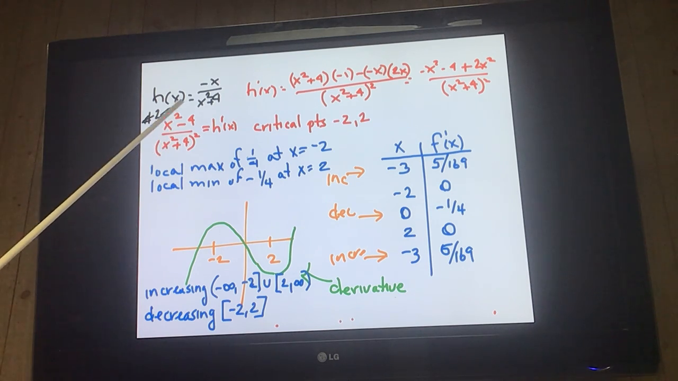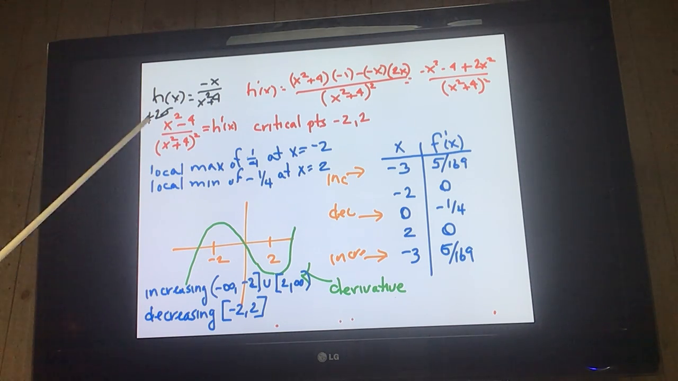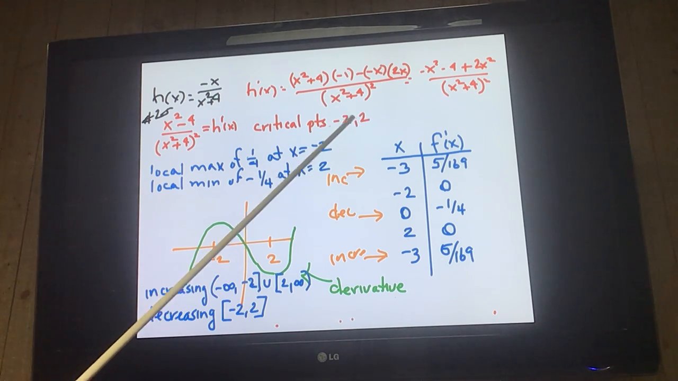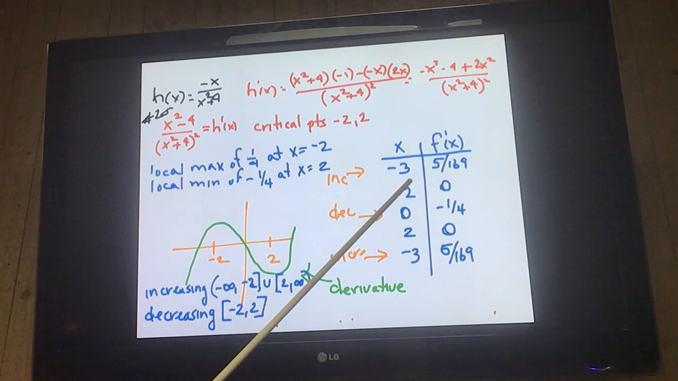Well, what makes this 0 is the numerator. So I'm going to check, where is the numerator 0? Well, the numerator is 0 at 2 and negative 2. So I have critical points there. So I have extremes at 2 and negative 2. So those are the values I'm going to use. So I put negative 2 and 2.